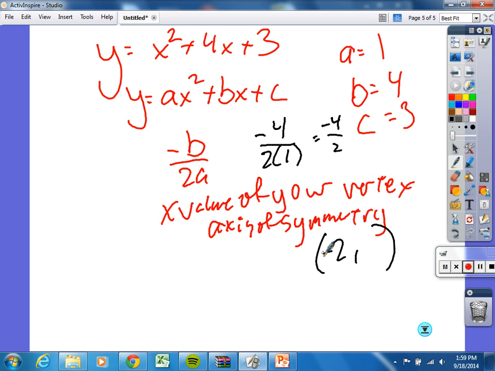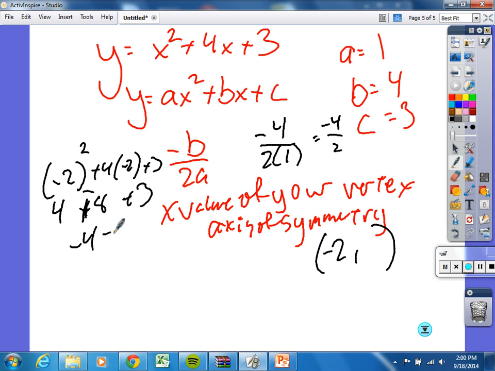If I have an x, how do I find the y? Plug it in, right? So I have negative 2 squared plus 4 times negative 2 plus 3. Negative 2 squared is 4. 4 times negative 2 is negative 8, right? Plus 3. So that's negative 4 plus 3, which is negative 1.